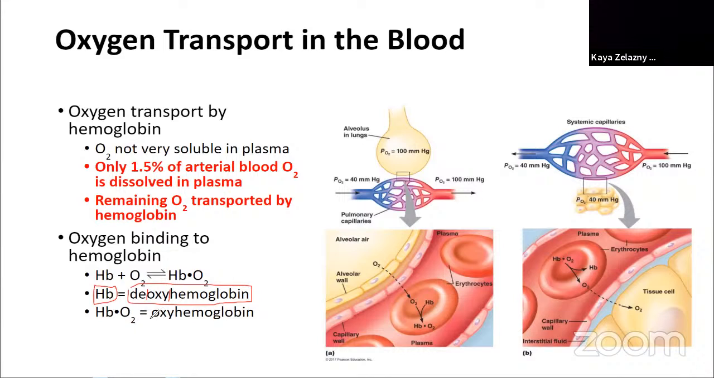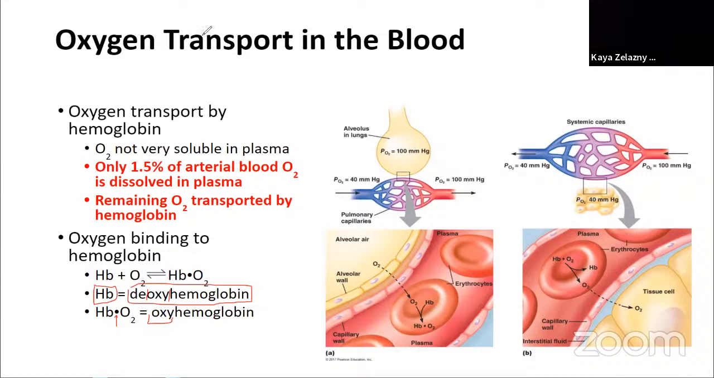Oxyhemoglobin is the one that has oxygen on it. So we're going to see that in equations as Hb, a little dot, and then O2, telling us that we have the oxygen bound to the hemoglobin.